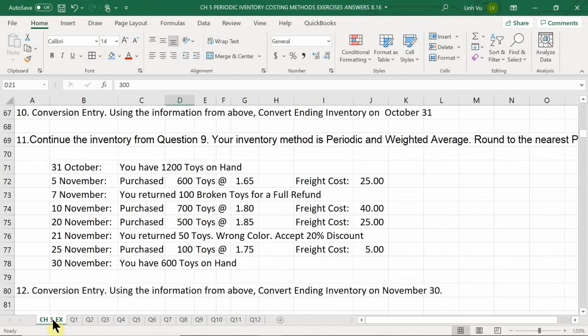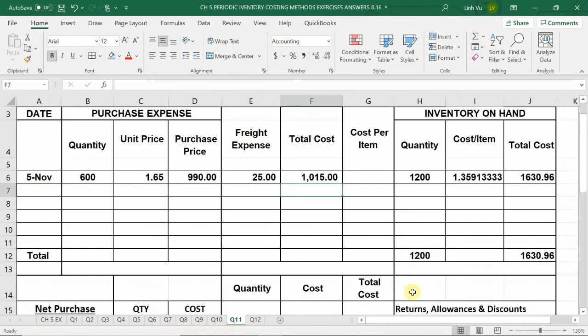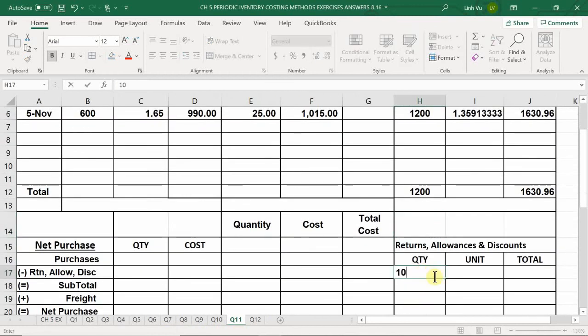Then November 7, you end up returning 100 broken toys for a full refund. You only have one batch of inventory, so at what cost per item was each item you purchased? Okay, which then brings you a total refund of $165.